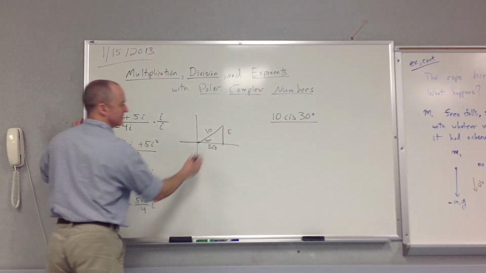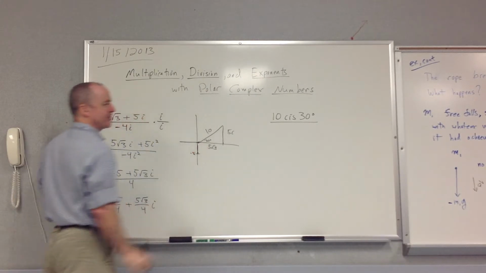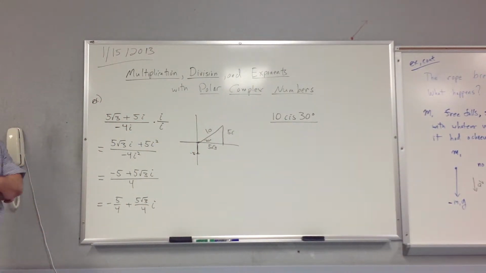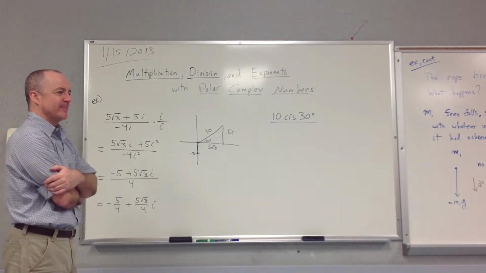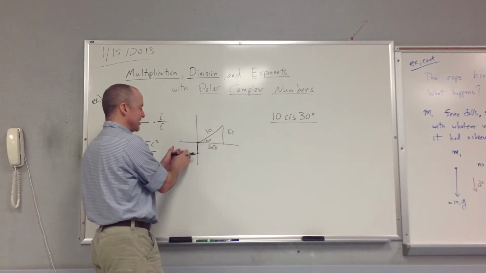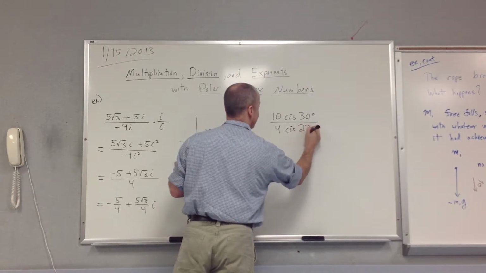Negative 4i. By this scale, that would be down here somewhere. How do I represent that with cis? You're on the right track. What angle is that? It's 270. And how far is it from the origin? If I just ask how far something is from the origin, do I care about positive or negative? Remember what we did with polar coordinates. This is not negative. This is 4 cis 270.